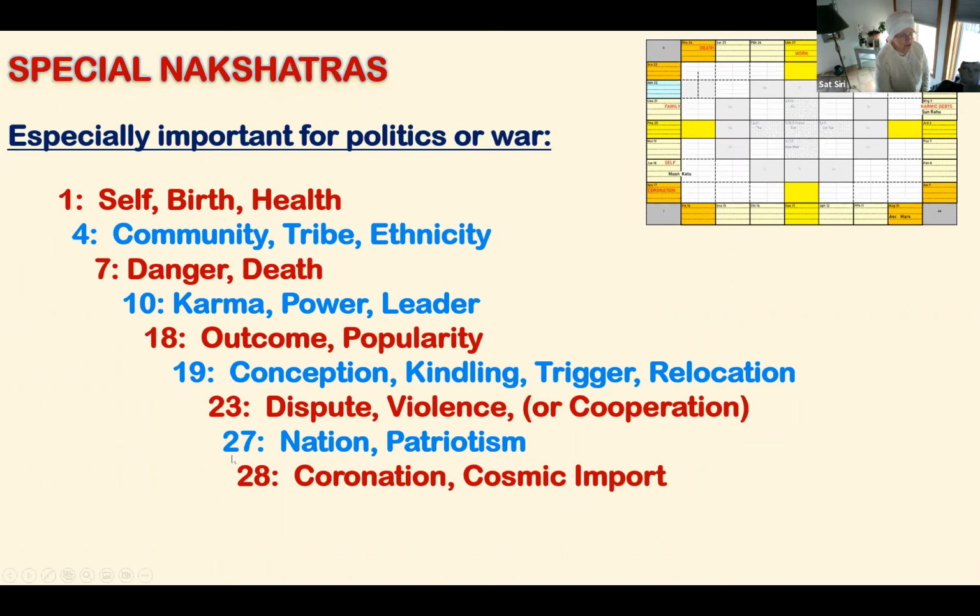I also just mentioned this 27th is the nation. So of course, this is very important in a chart of war, because it shows how the population is supporting the leader. If the leader is going to be defeated and sent into exile, afflictions to this nakshatra will be the key to look for.